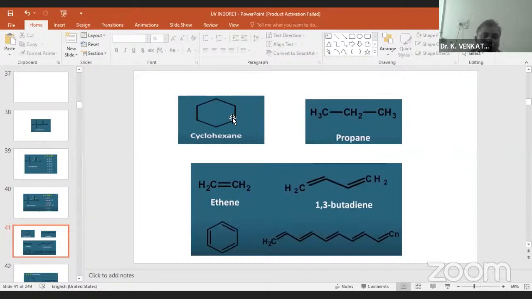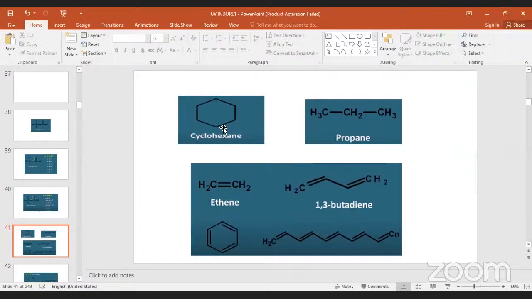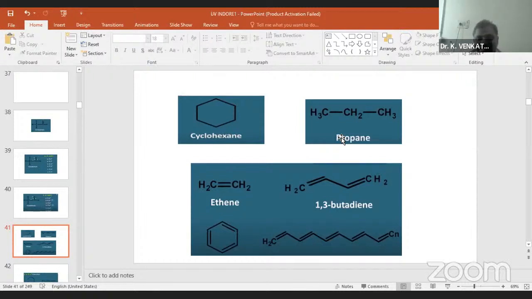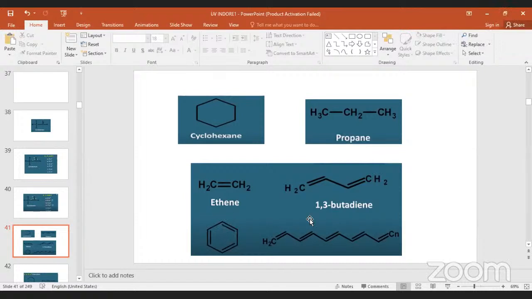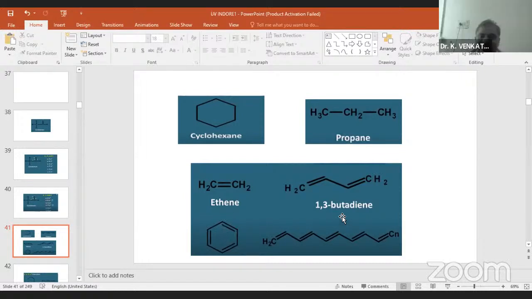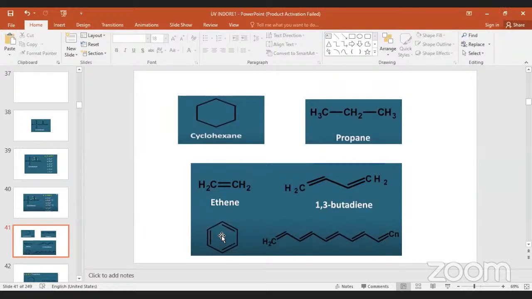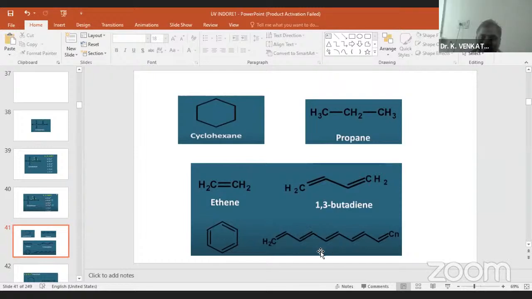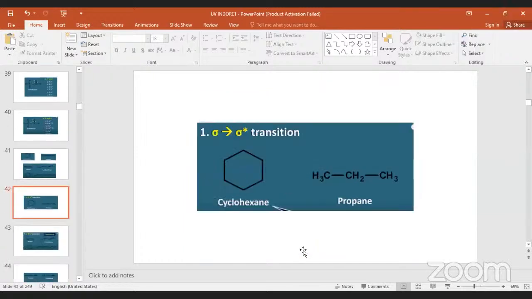What transition occurs in cyclohexane? Sigma to sigma star. Propane, sigma to sigma star. Ethene, pi to pi star. 1,3 butadiene, pi to pi star and sigma to sigma star. Benzene, pi to pi star and sigma to sigma star also.